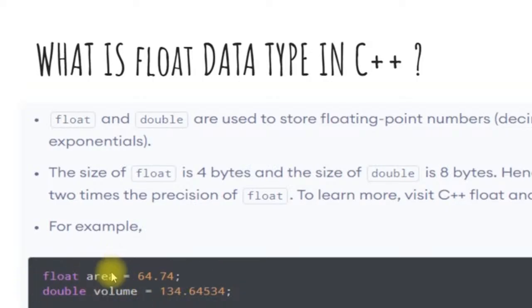So the name of the variable will be area, and the data type for this variable is float, and the value that we are trying to store into this variable called area is 64.74. This was for this line. Moving on to the next line, we are declaring a variable called volume, and this time we are using a double data type. So double volume is equals to 134.64.